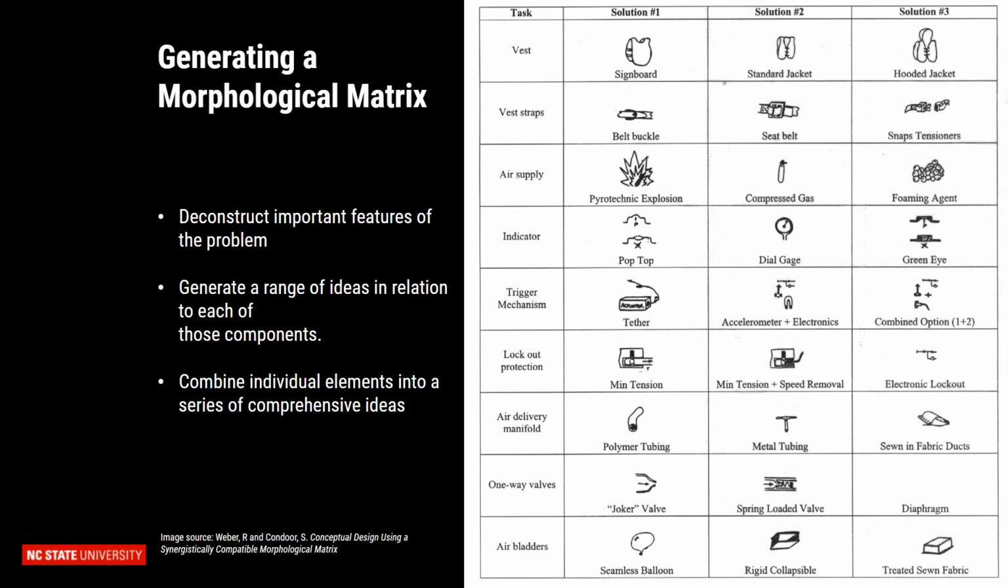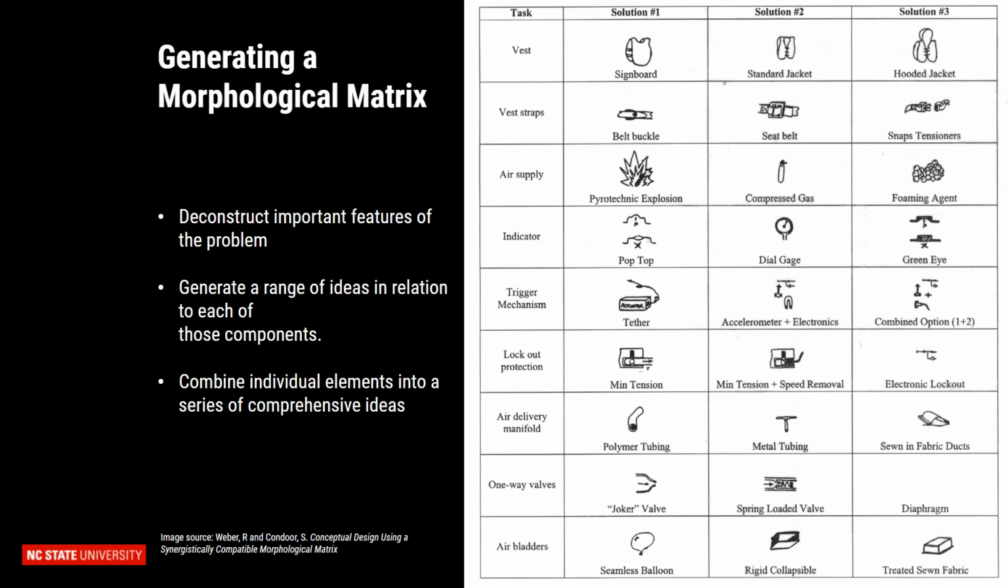There are three important aspects of the morphological matrix. The first is to deconstruct the important features of the problem that is being addressed. In this example, the first column breaks apart the components of a life vest that are vital to its function and safety. Step two is to generate a range of ideas relating to each of those components. In this case, columns 2, 3, and 4 isolate and explore different ways to design that particular component.